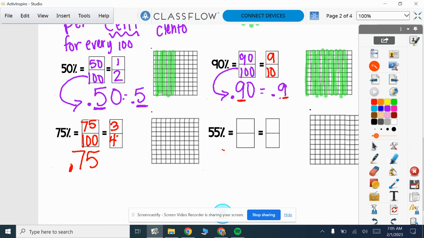All righty. So if we were to shade this in, we want to shade in 75. 10, 20, 30, 40, 50, 60, 70, 1, 2, 3, 4, 5. That is 75. All right, so you're gonna do this one on your own, okay? And then I'm gonna come check it.